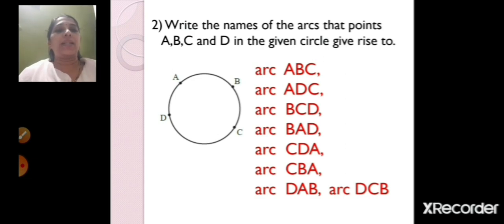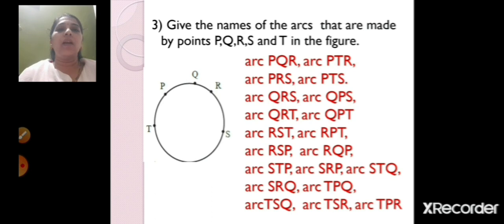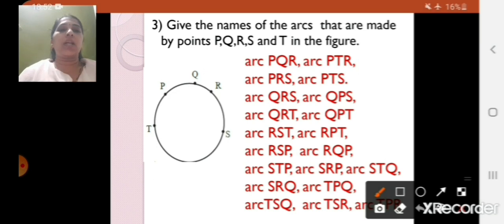Okay. So now let's move to the next one. Give the names of the arcs that are made by points P, Q, R, S and T in the figure. Now in the figure you can see there are how many points? 5 points are there, right? In the earlier figure there were 4 points, but in this figure there are 5 points. So again we'll use the same procedure. We are going to start from the point P, but here since there are 5, we will be taking out 1 point and we will be writing only the arc for the 3 points.